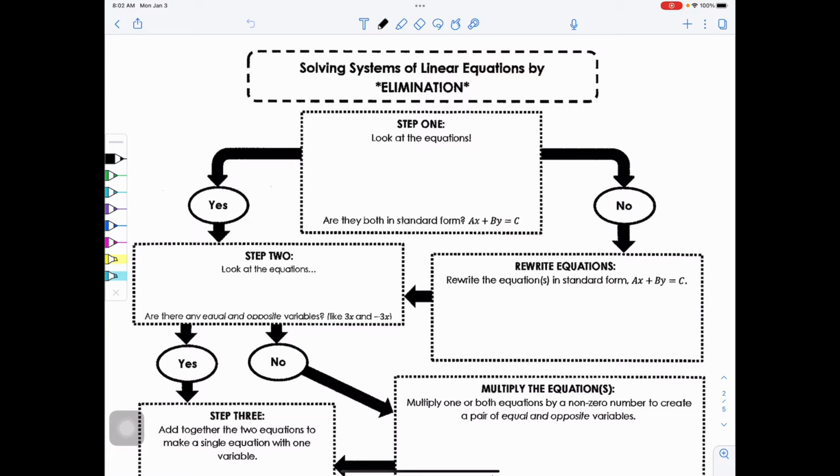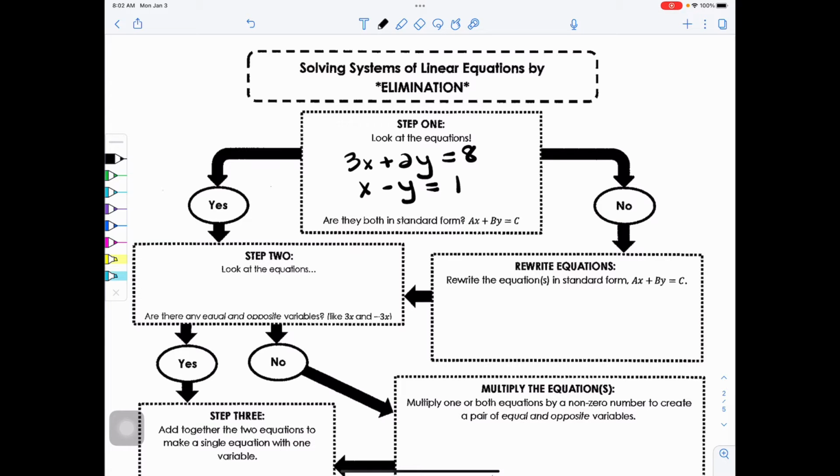Today we're going to review how to solve systems of linear equations algebraically. We're going to review the two methods that we learned, which are elimination and substitution. We'll start with elimination. So we're going to look at a system of equations. Our system is 3x plus 2y equals 8, and x minus y equals 1.